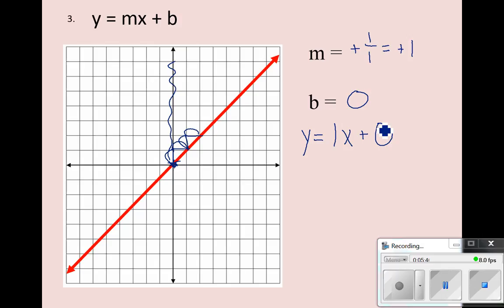But I want to do the answer even simpler. So what things up here do we not need? We don't need the 1 in front of the x. What else do we not need? The 0. So our final answer that you'll put in the box is going to be y equals x.